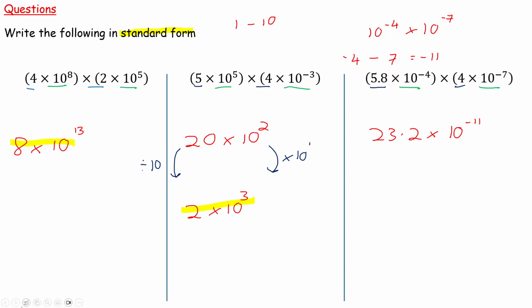So let's be a little bit crafty here. Let's divide through by 10, and let's times this right-hand side by 10 to the 1. 23.2 divided by 10 is 2.32. And just be a little bit careful here: if you're doing negative 11, we're timesing here, so we're adding the powers. Indices, minus 11 add 1 is equal to minus 10, not minus 12. So times 10 to the power of minus 10.